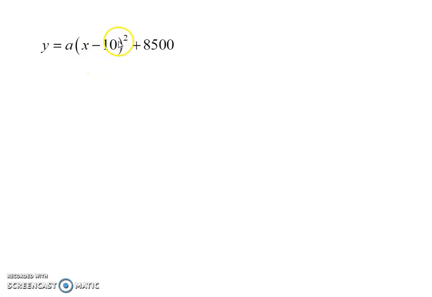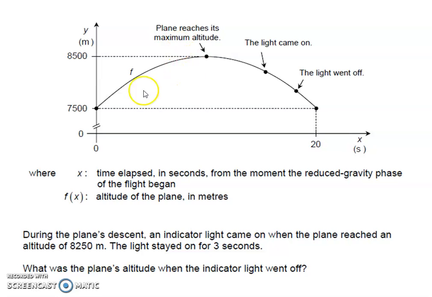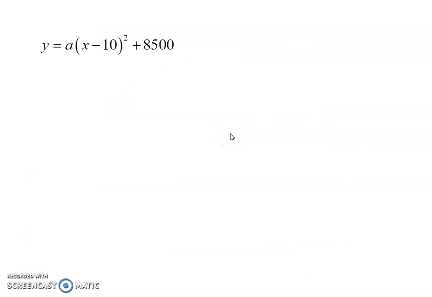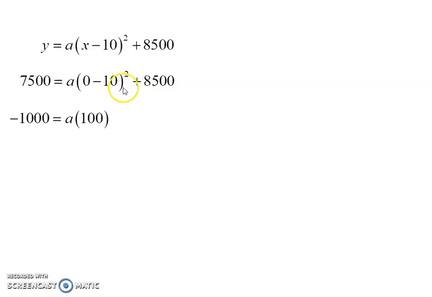So I can plug in my h and my k right away, and to solve for an a value, we know that we just have to plug in a point. In this problem, we had 2 points where we knew both the x and the y. There was 0, 7,500 or 20, 7,500. It doesn't matter which one you plug in, they'd work the same. I plugged in 0 and 7,500. To solve for a, I have to isolate a. That means bringing this 8,500 to the other side. It means simplifying and squaring what's in the brackets. That's negative 10 squared versus 100. And then to isolate the a, I find out that a is negative 10, which means that that's my rule.